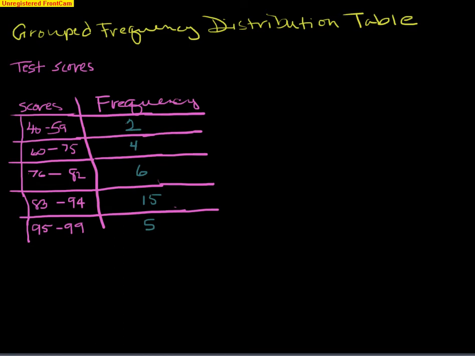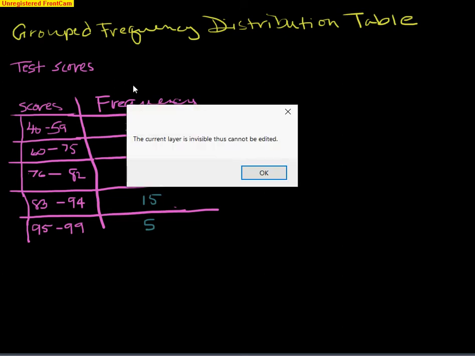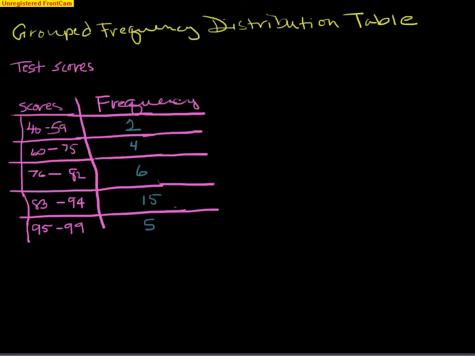This looks like a typical frequency distribution table. However, what we're going to notice is that the class widths are not the same. For example, your test score in this first class is from 40 to 59. And the next class is 60 to 75. Now we have 2 people in that first class and 4 people in the second.